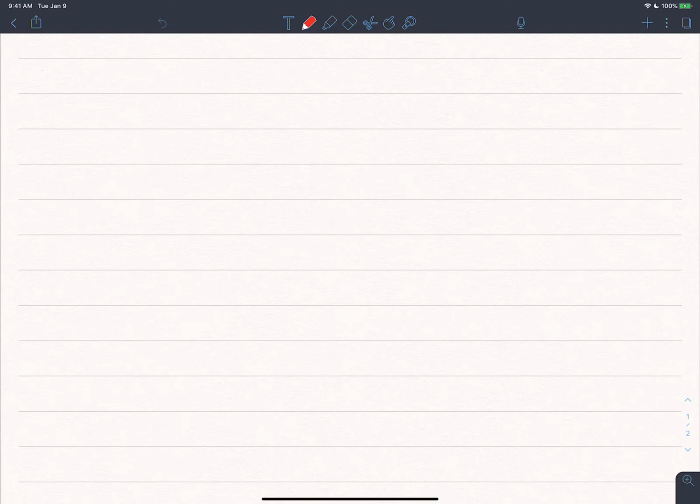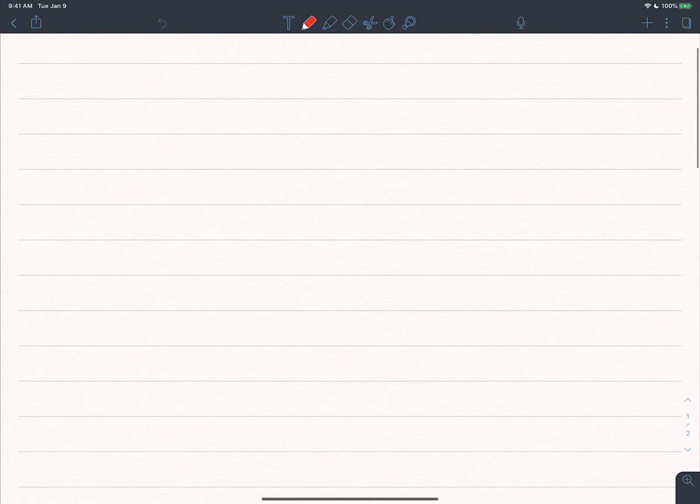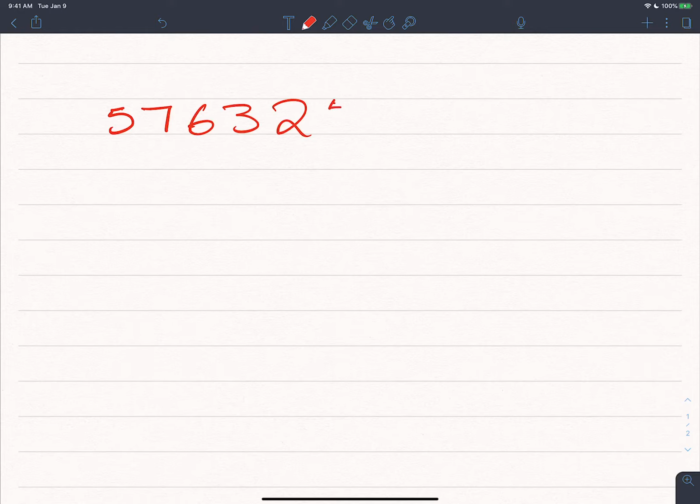So to start off, let's take a really, really big number. We're going to take 5, 7, 6, 3, 2, 4, 1. We'll take this number, right? And the first thing that we need to do to write a number in scientific notation, we need to ask ourselves, where does the decimal place want to go for it to be in scientific notation? So where do we want to move the decimal point to? So where to move decimal point.